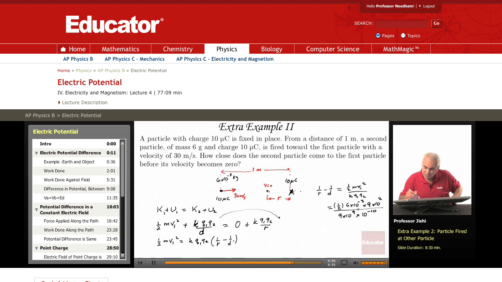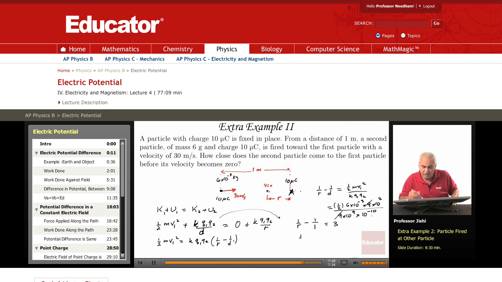So this is half times, first the 9 and the 9 cancel. Now 10 to the minus 3 times 10 to the 2 is 10 to the minus 1. 10 to the 9 times 10 to the minus 10 is 10 to the minus 1. So the 10 to the minus 1 cancel out, and I'm left with half times 6 only, which is 3. So 1 over r minus 1 over d, but d is 1 meter, is 3.